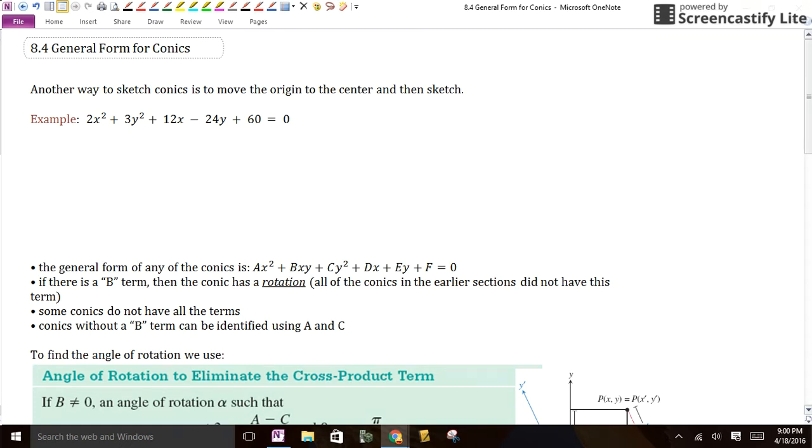8-4, general form of conics. Now, this is where it's going to get a little crazy. Not only do you have to know all of your shapes, but now you're required to do a little magic with them. Like right here in this example, I don't even know what shape it is. There are little hints, by the way, but we don't know what shape it is. So that's the bad news. I'm going to go ahead and try to do this one.